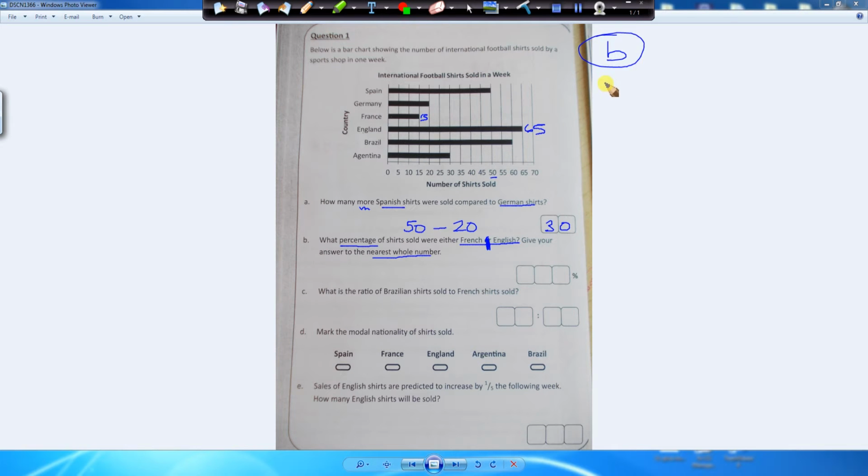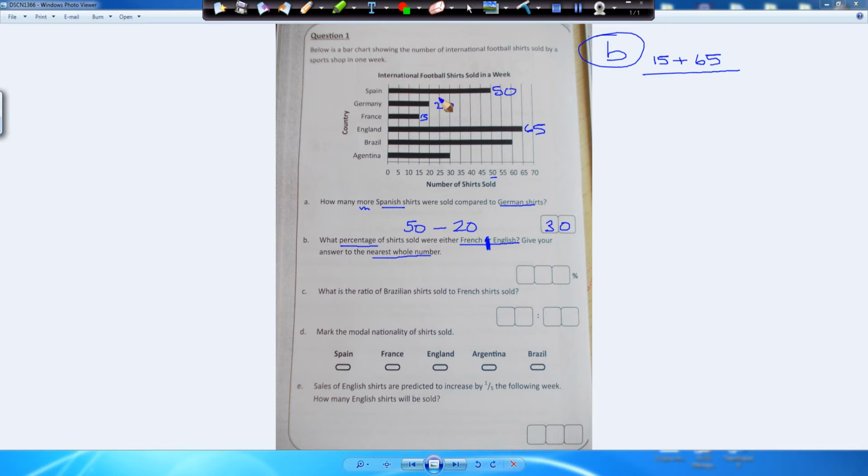What percentage of shirts sold? So first of all, we've got 15 add 65. That will give us the two countries that they want us to consider, because it's this one or that one. And then we've got to work it out as a fraction of the total number of shirts. So let's work out the total. Germany was 20. And Spain was 50.